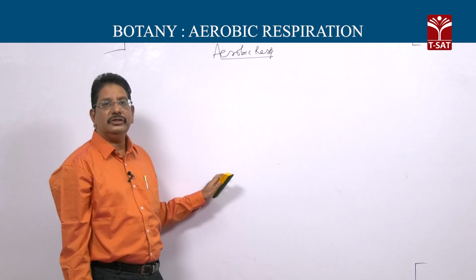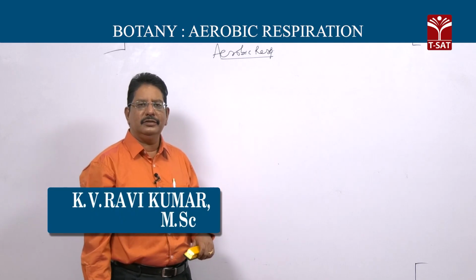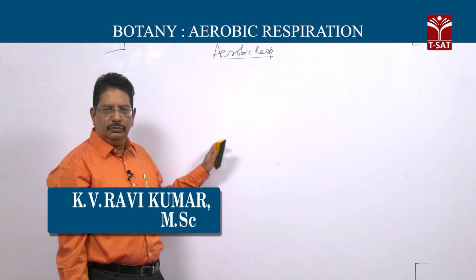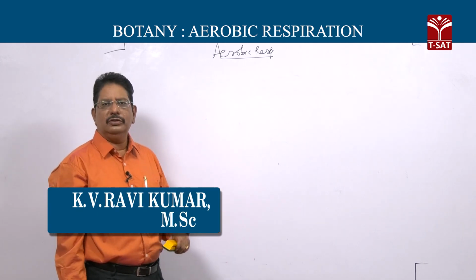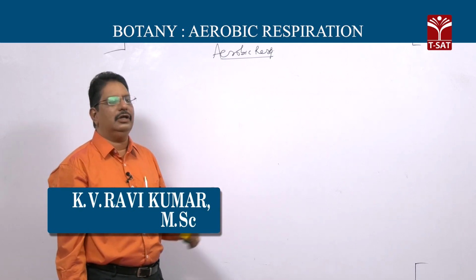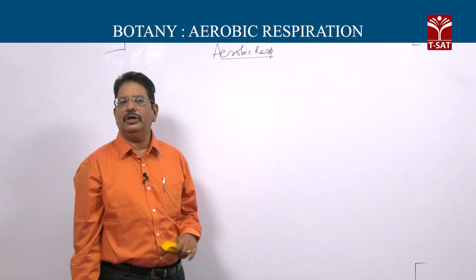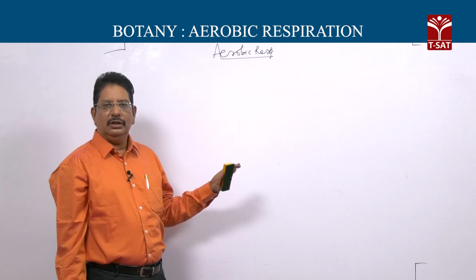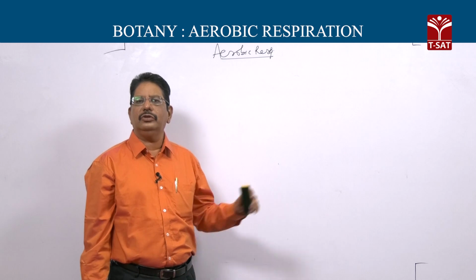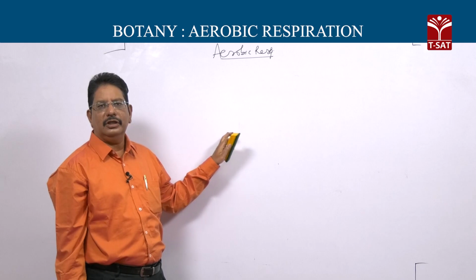Today's class, the details of aerobic respiration. So, what does aerobic respiration actually mean? This is nothing but a complete oxidation of food materials like glucose into carbon dioxide and water along with the liberation of 686 kilocalories in the case of glucose. So, total oxidation of a glucose molecule and liberation of CO2, water and energy is called aerobic respiration.